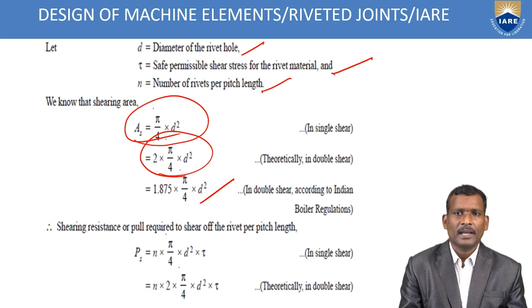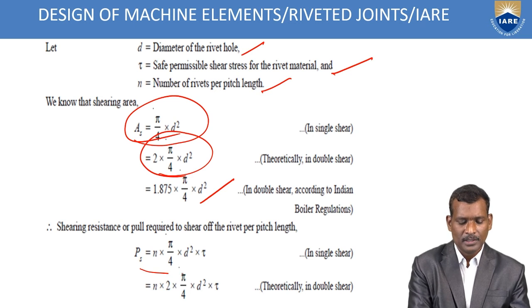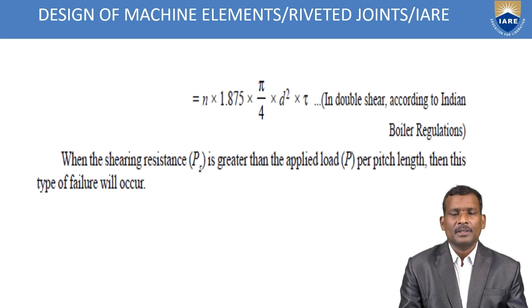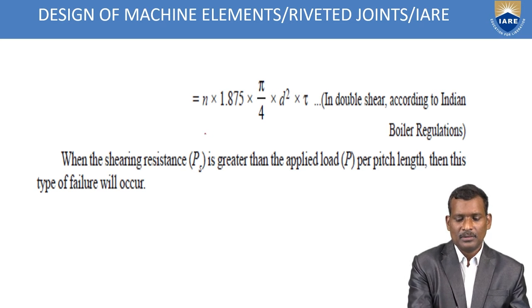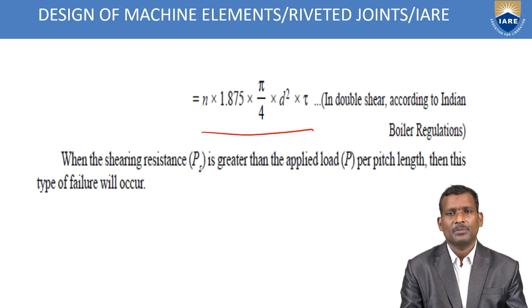So finally, you can calculate the shearing resistance, the force required to shear off the rivet for pitch length, using this empirical relation. In single shear, the number of rivets multiplied by the area and the permissible shear stress gives you the shearing resistance. Next, in double shear, according to the Indian Boiler Regulations, take this empirical relation: 1.875 × π/4 × d² × τ.